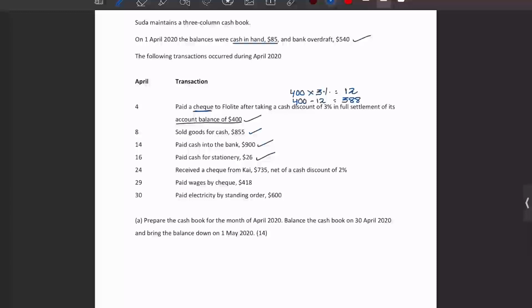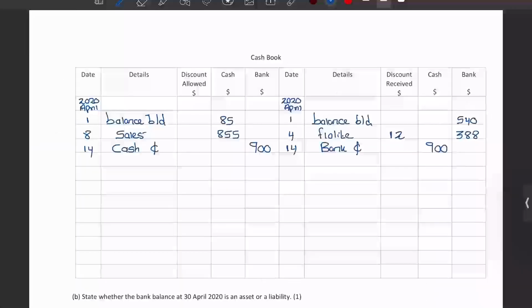Take cash for stationery 26. Cash will reduce. If cash is going to reduce, you have to put it on the credit side. Okay, 16. Write 16 and write stationery.